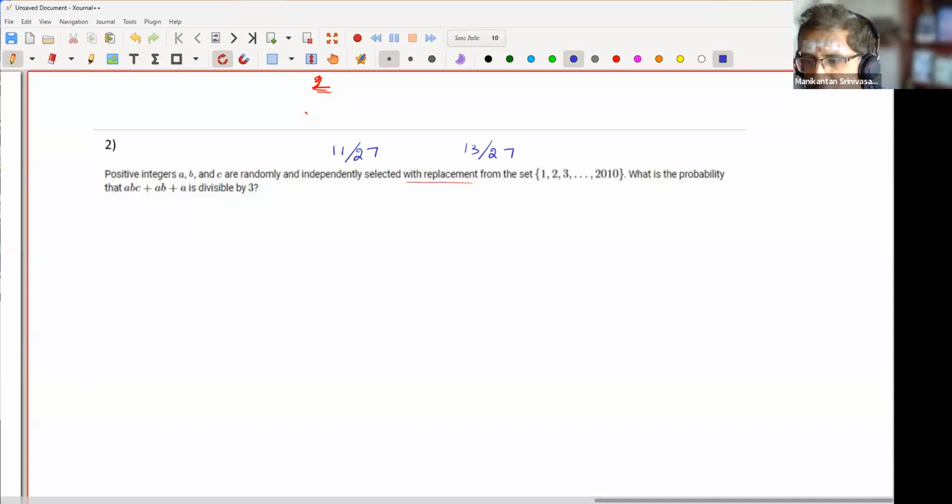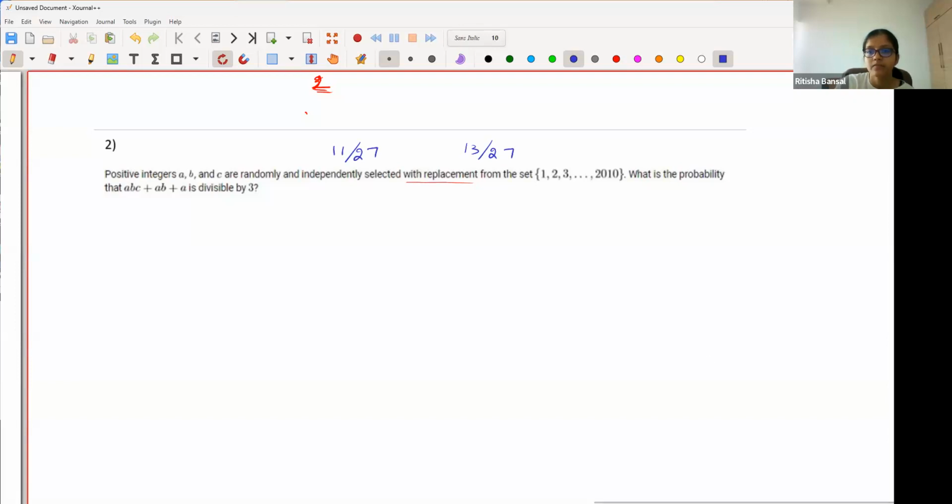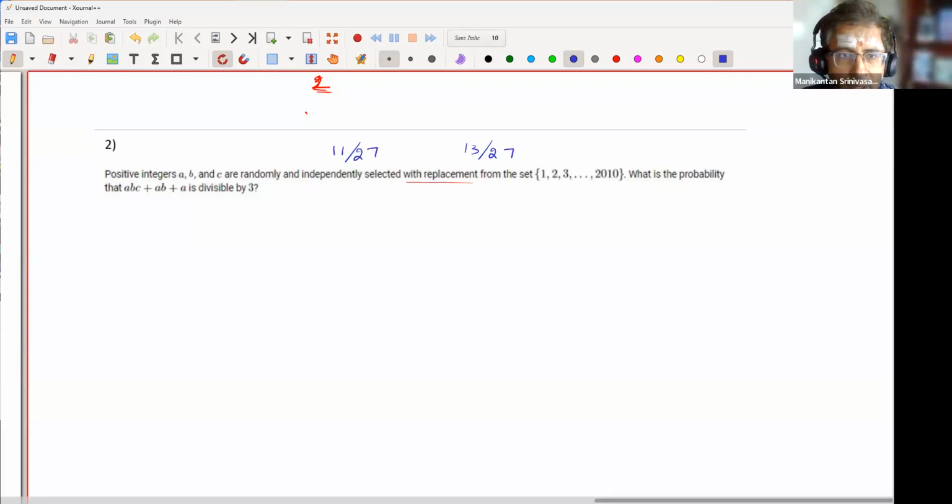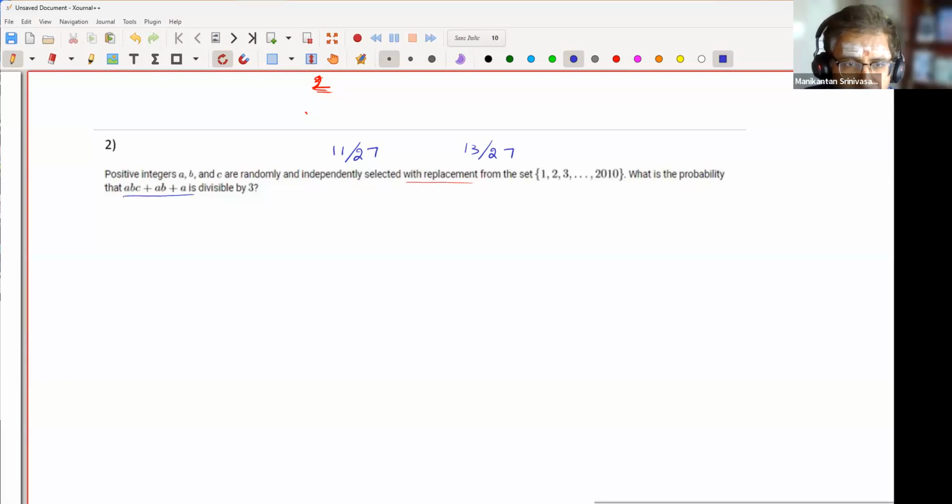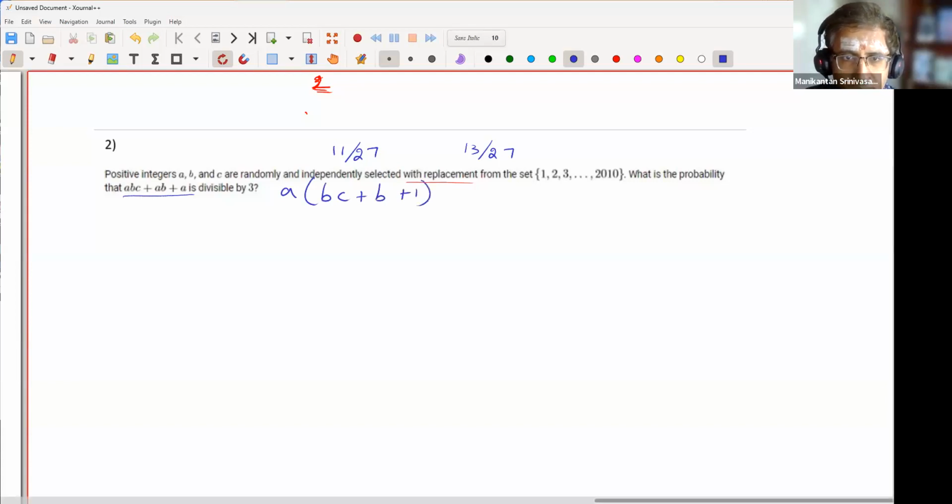So who was 13/27? Dipra, and I heard one other voice. Who was the other one? No, Ritisha. Okay. What is the probability that this quantity is divisible by 3? So this quantity I can take A common outside. So it's A into (BC plus B plus 1) is divisible by 3. So clearly we can divide into 2 parts, right? So A is divisible by 3, so 0 mod 3, or A is not divisible by 3, right?